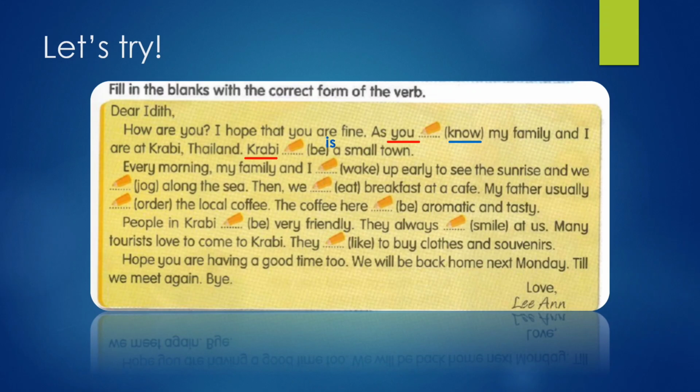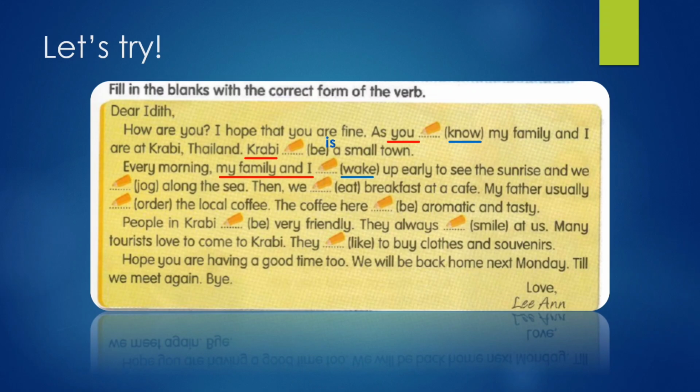Every morning, my family and I, in bracket, wake up early to see the sunrise and we, in bracket, jog along the sea. Alright, so first of all, we look at my family and I. My family and I is plural, or we can also replace my family and I with we. So, for the subject pronoun we, look at the verb here, wake. So we don't have to change anything. So the verb wake remains as it is.